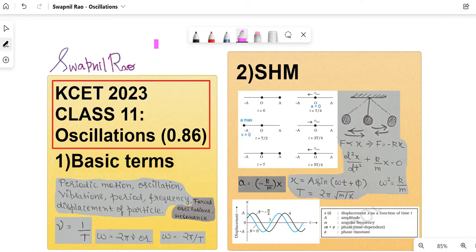Today's topic will be oscillations, and as you can see in the brackets it's 0.86, which means approximately one question has come every year, and there have been years where there have been no questions from this chapter. So if you check it in the NCERT, it seems to be quite a lengthy chapter, but I have only used those points from the book where I've seen questions in the past.